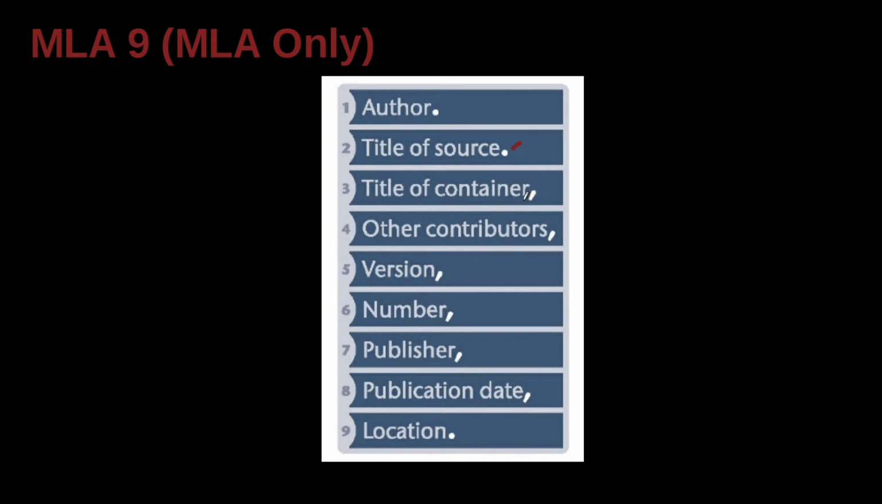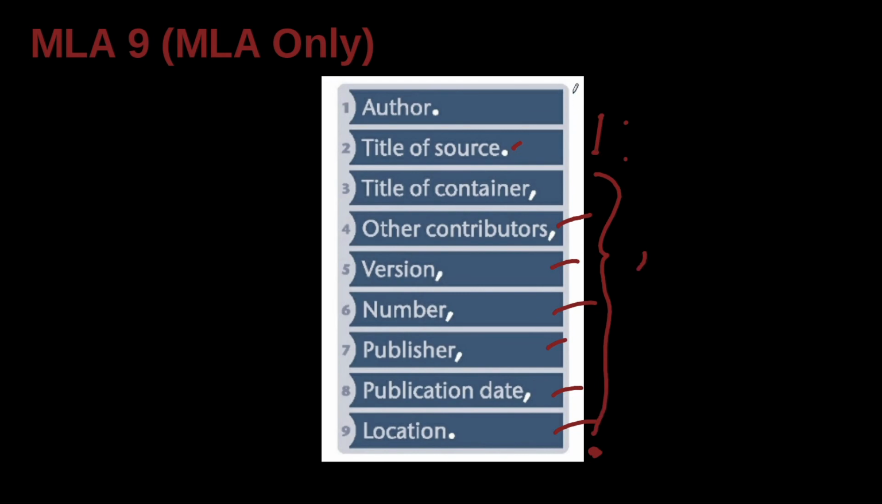That container has a comma if you have something more. Are there other contributors to this? Is there something more to it? Is there a version number or a number? Is there a publisher? If you have any of these, then you use the comma. Then you get down to the final piece, which is going to be the date and possibly the location. And then you end with a period. So you've got this period, period, period. And then from here down, you're separating everything with a comma.